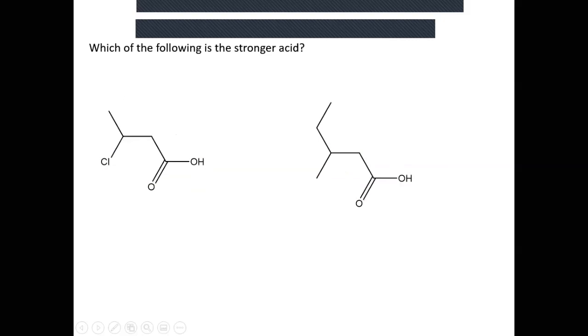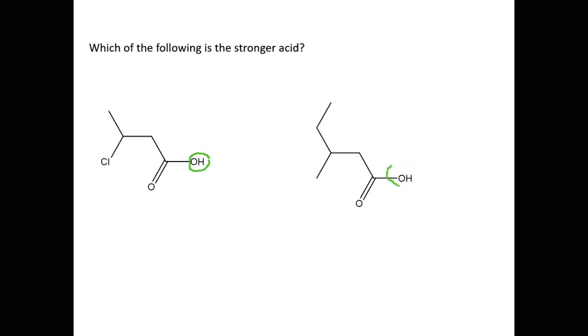Here we have two groups. Again, both of them have the acidic proton attached to an oxygen, so we can't make any distinguished comparison there. Both of them have resonance, so nothing distinguished. Everything's equal. Now we see that this one has an electron withdrawing group. This one has an electron donating group that has these alkyl groups.